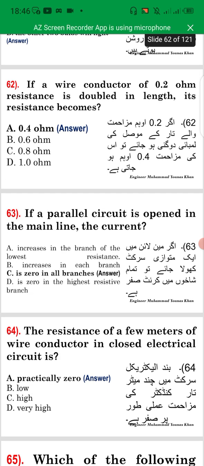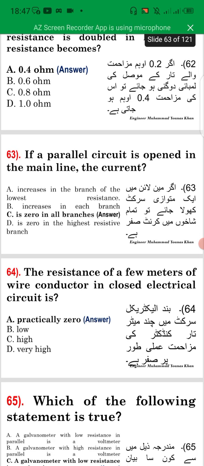If a parallel circuit is opened in the main line, the current will increase in the branch of the lowest resistance, will increase in each branch, the current is 0 in all branches, the current is 0 in the highest resistive branch. The current is 0 in all branches.